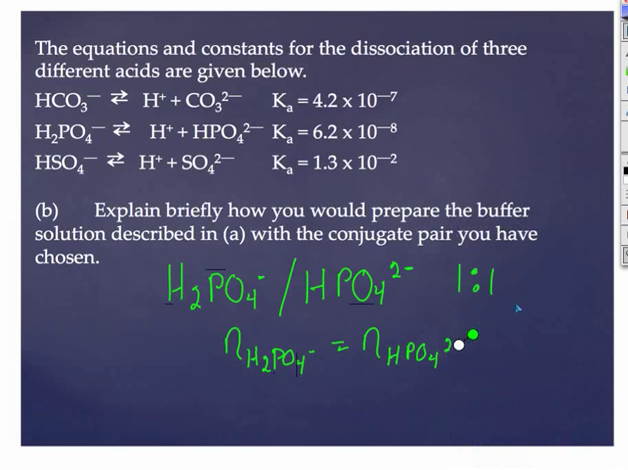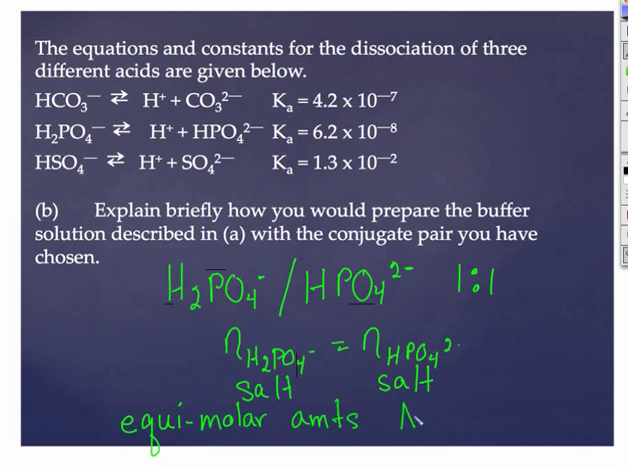Now, I can't just add a anion. I have to have a salt. So you need to add some sort of a salt of each of these. So I would say, to be as precise as possible, equimolar amounts of, pick a cation, something simple, sodium or potassium, sodium dihydrogen phosphate and sodium hydrogen phosphate.